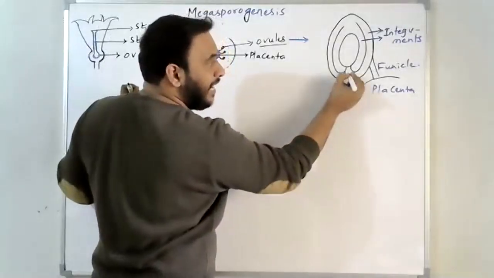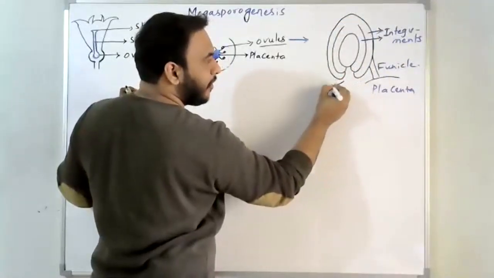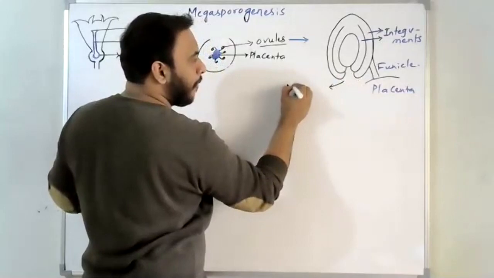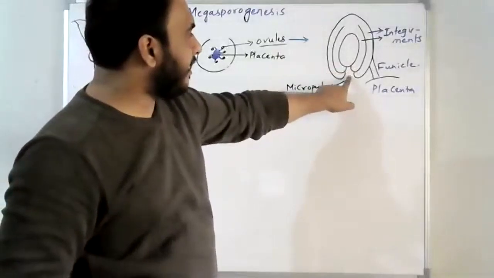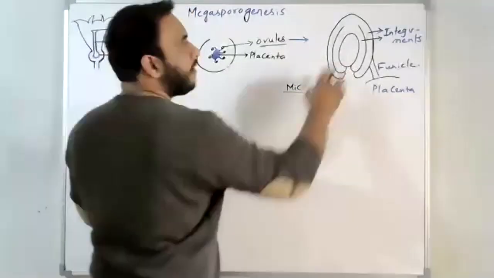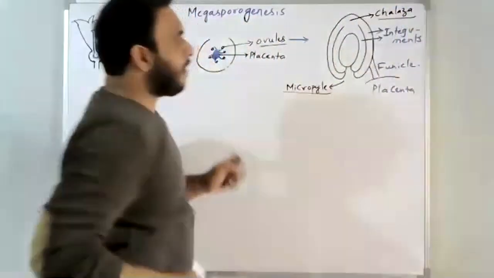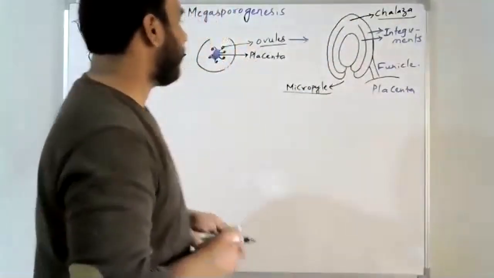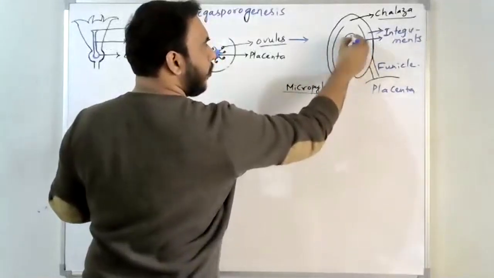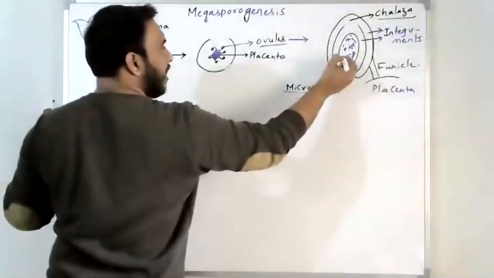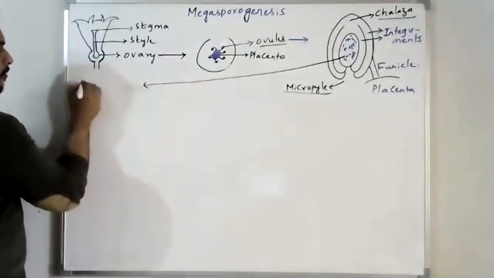Towards the anterior side, this is the apical side, and this is the posterior, basal side. The two integuments leave a small pore called the micropyle. At the basal portion, the two integuments fuse, and that is called the chalaza. And the mass of cells present inside the ovule is the nucellus.